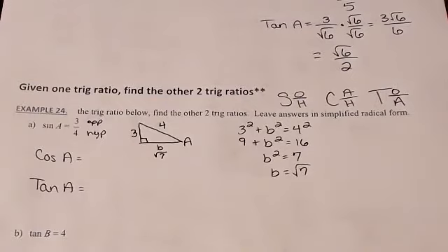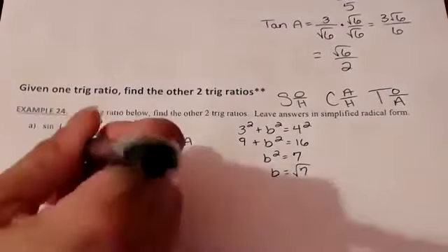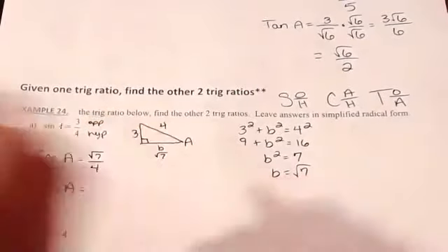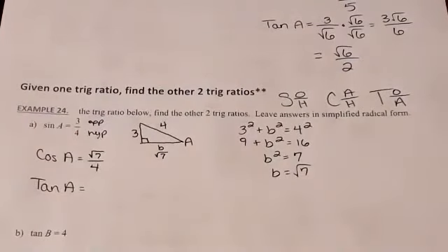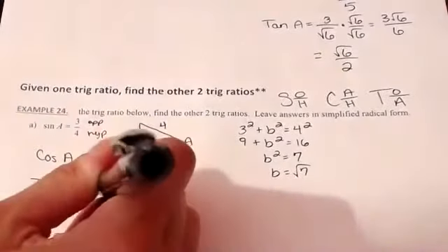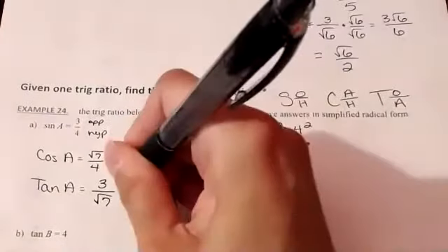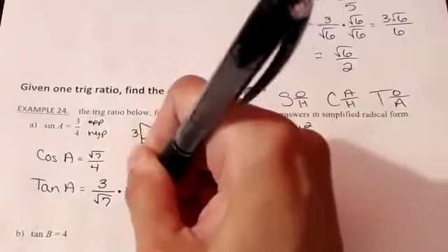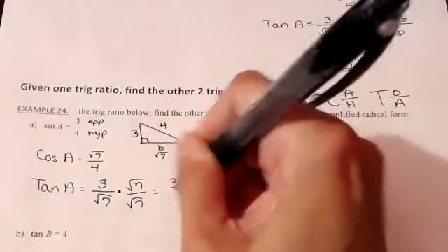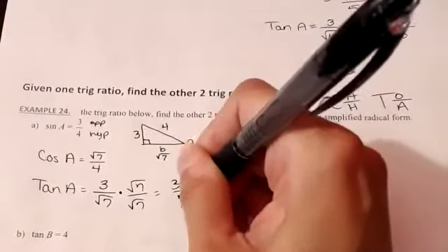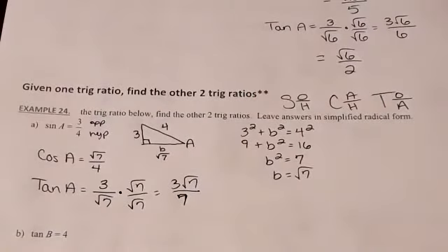Cosine of A is adjacent over hypotenuse. So we have square root of 7 over 4. You won't go further with that. We don't have a square root in the denominator, so we broke no rules. Nothing can be simplified, so we're golden. Tangent of A is opposite over adjacent. Opposite side is 3, adjacent is square root of 7. Now we have to rationalize. And so we're left with 3 square root of 7 over 7. And now we're done.